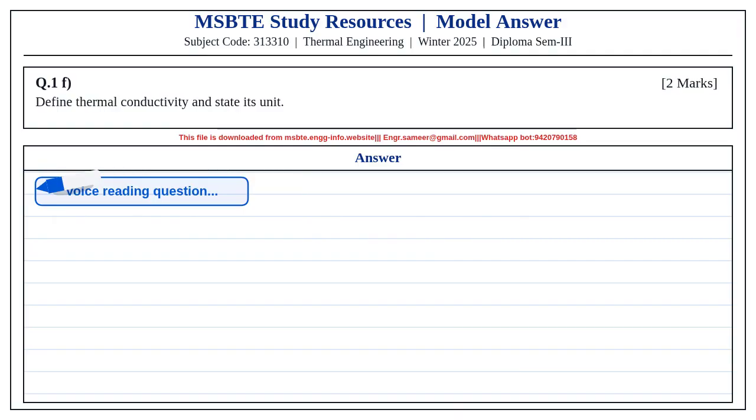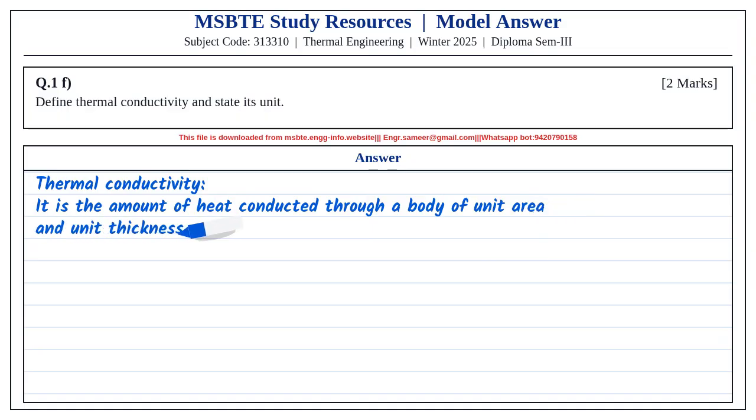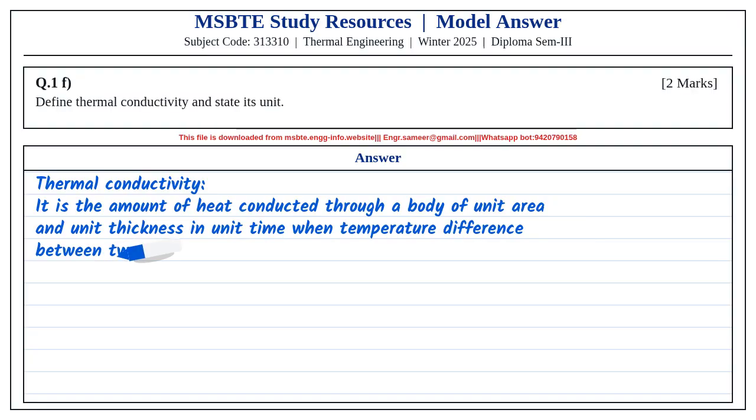Question 1f. Define thermal conductivity and state its unit. Thermal conductivity is the amount of heat conducted through a body of unit area and unit thickness in unit time, when the temperature difference between two faces is 1 Kelvin. Its unit is watt per meter Kelvin.